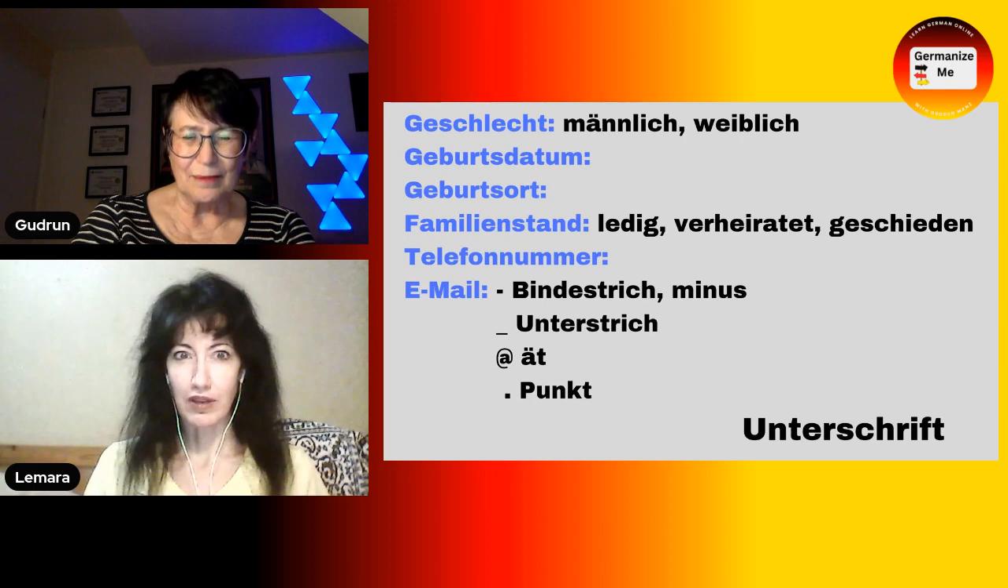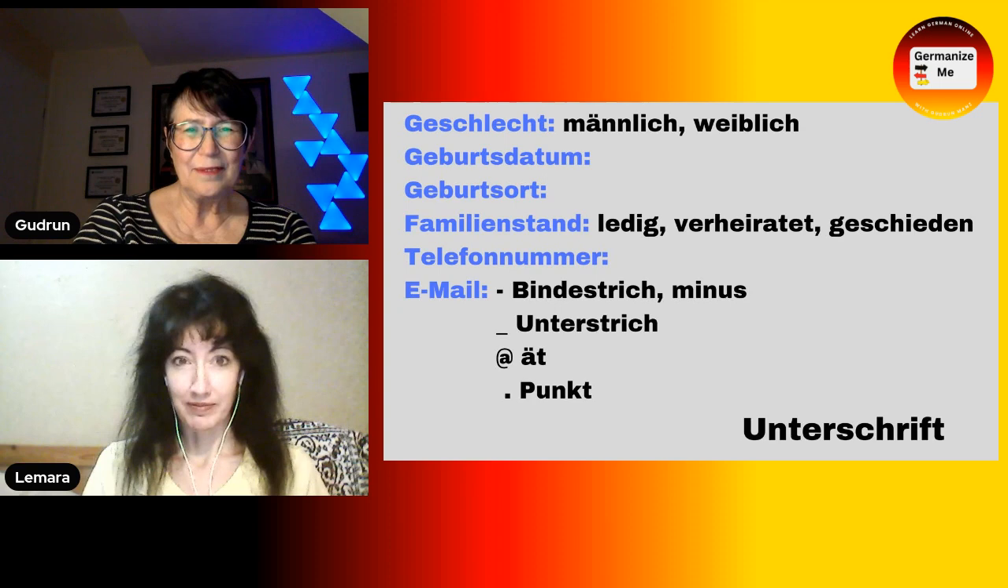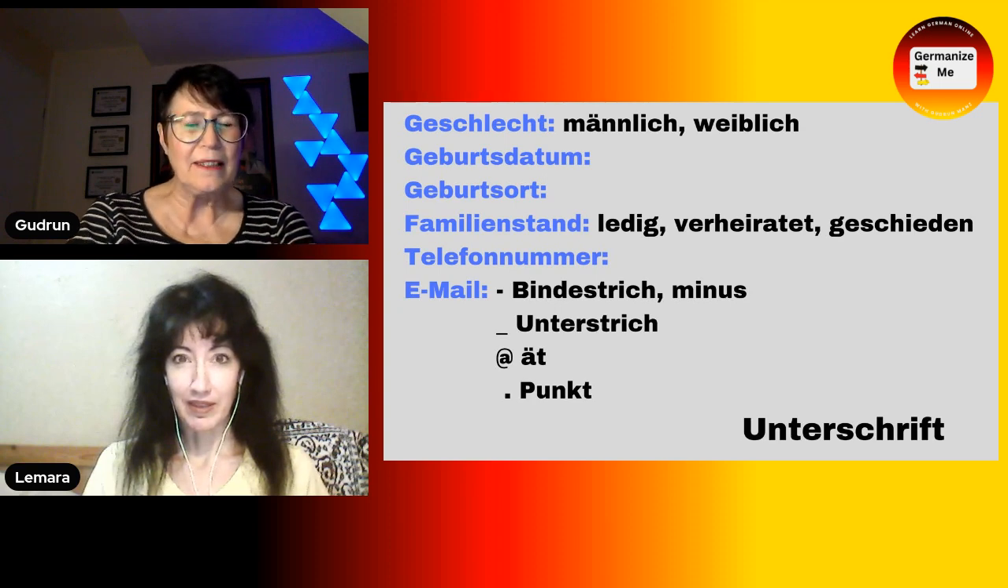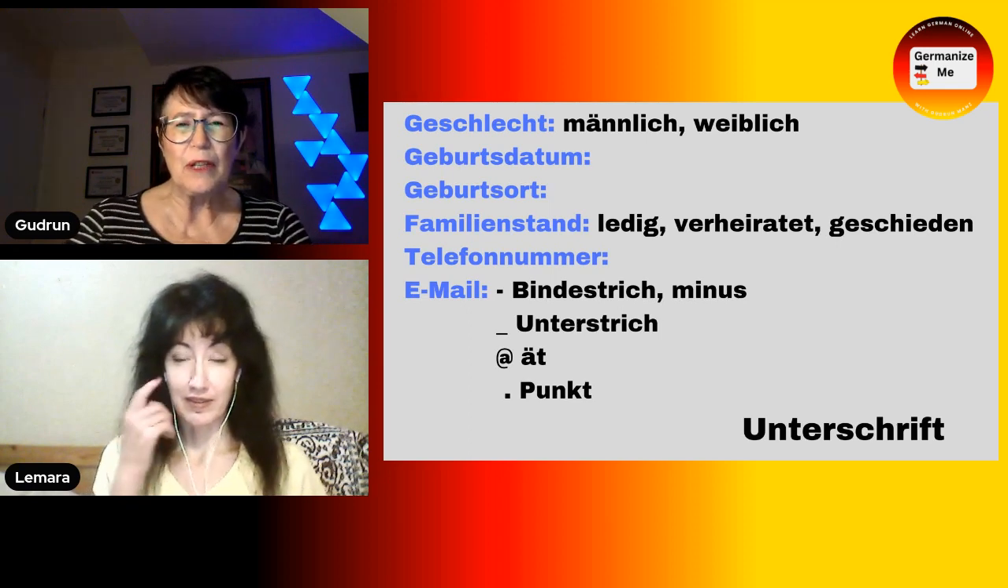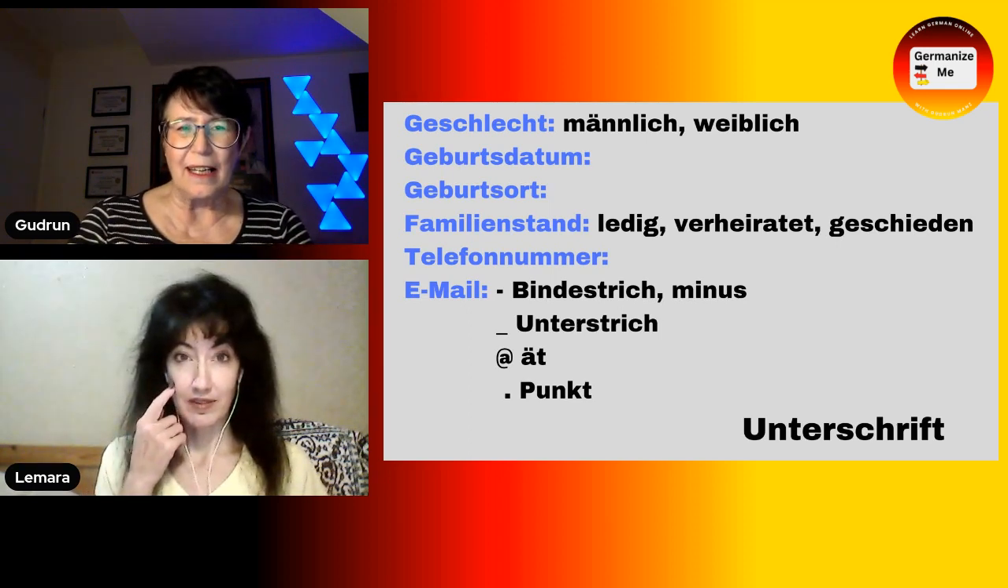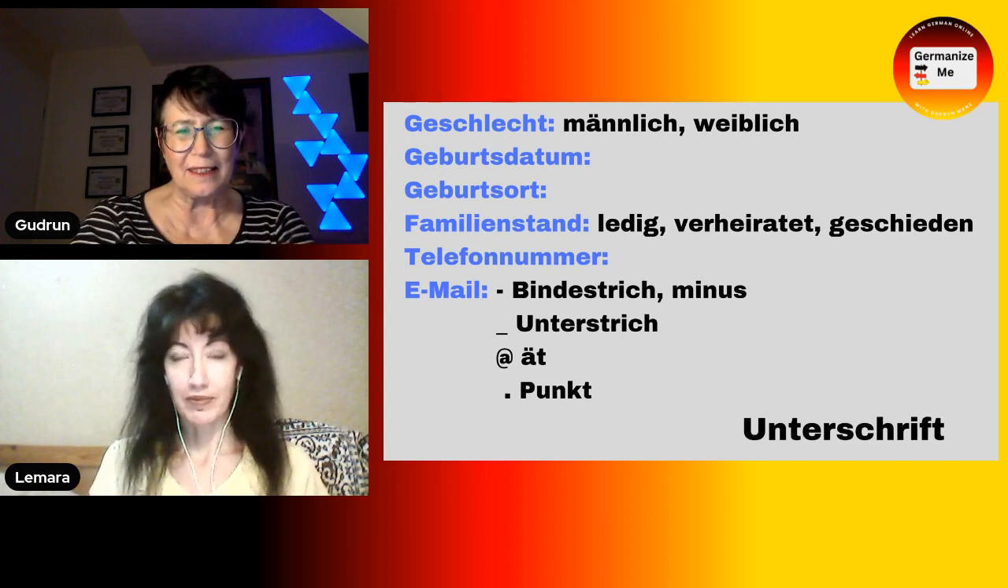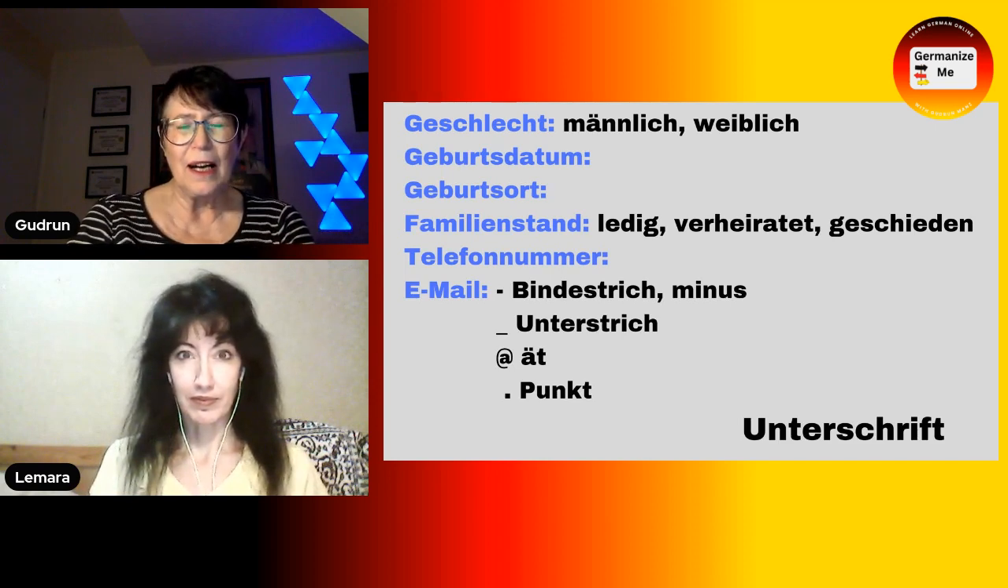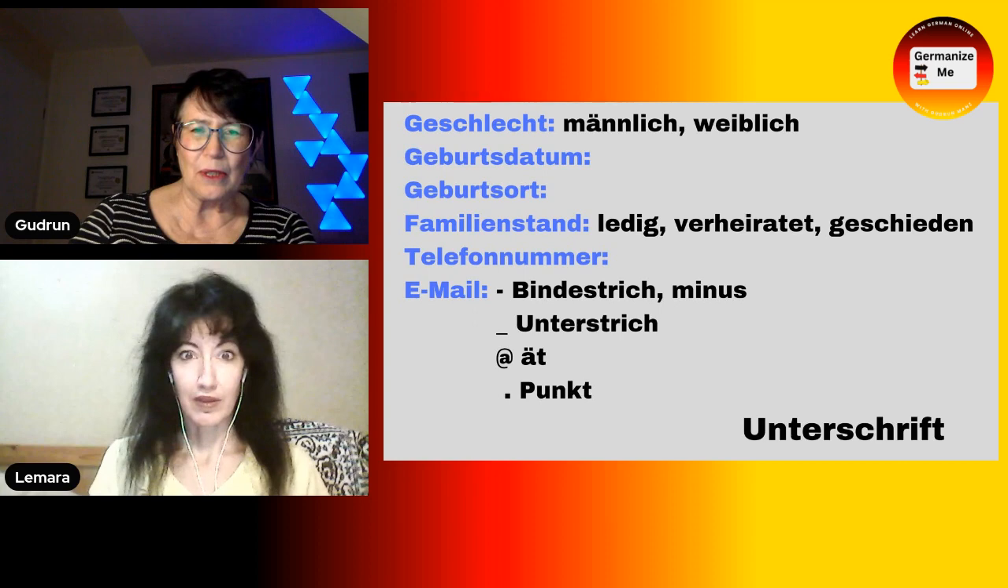Geburtssort. Familienstand: ledig, verheiratet, geschieden. Telefonnummer. E-Mail. We say email as well because it's an English word, and we usually leave foreign words as they are pronounced in the target language. One short correction.